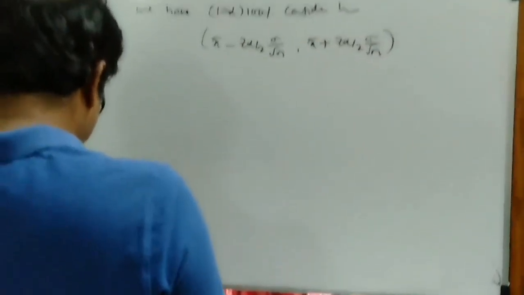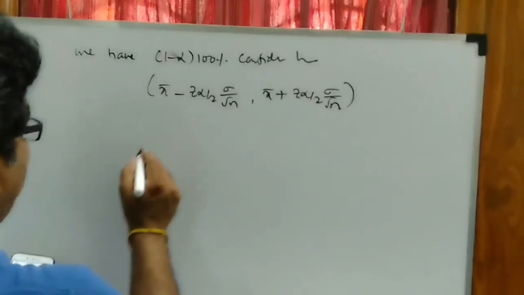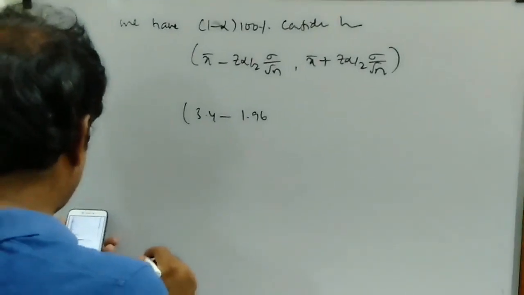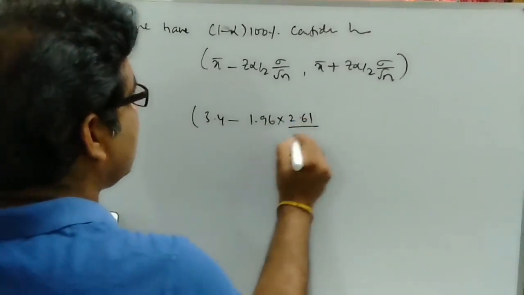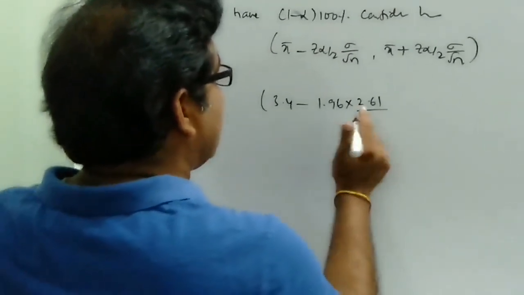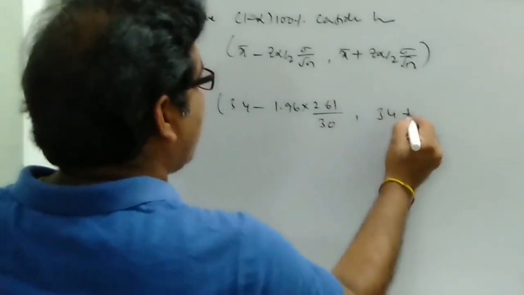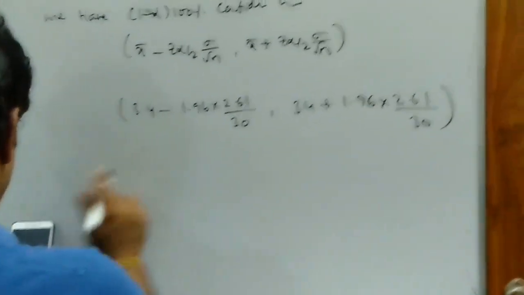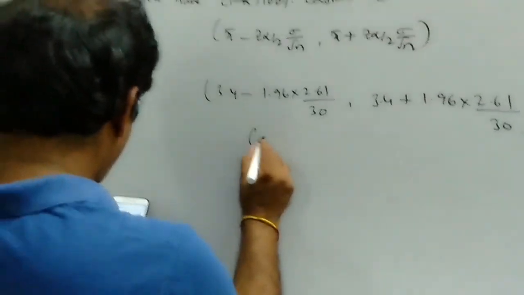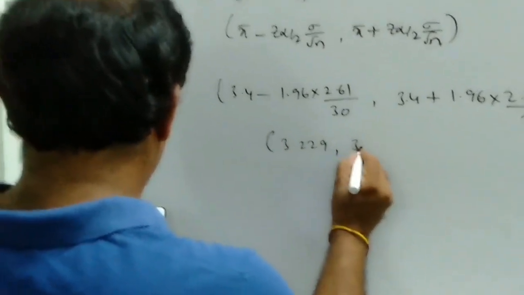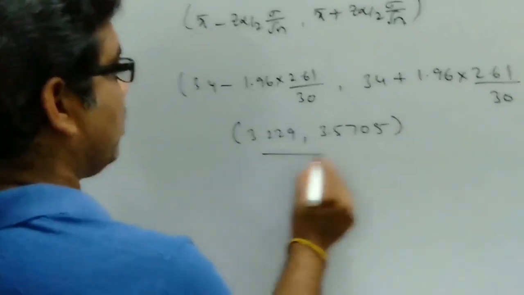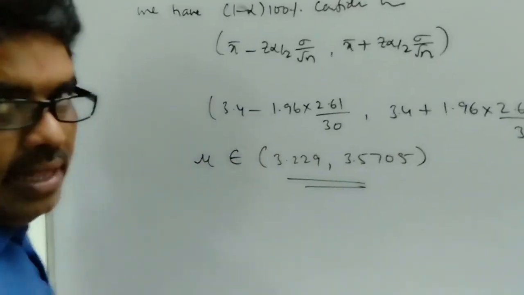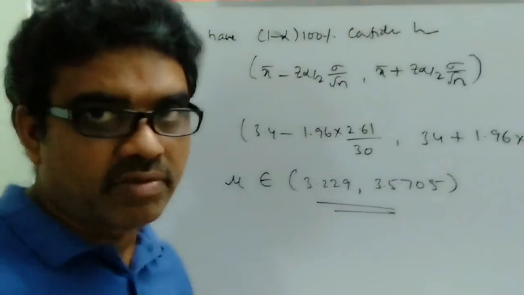So what is x bar? 3.4 minus, for 95%, z alpha by 2 is 1.96, into 2.61 by root n, where n is root 900, which is 30. Then 3.4 plus 1.96 into 2.61 by 30. So when we estimate the value, we get 3.229 comma 3.5705. So the value of mu lies between these two values. Mu belongs to this interval, that is called the interval estimation. That is the second part of the problem.